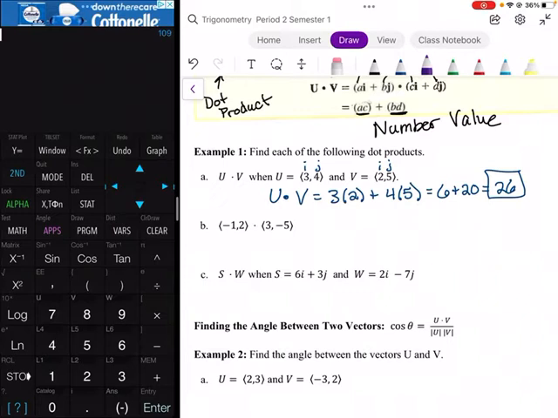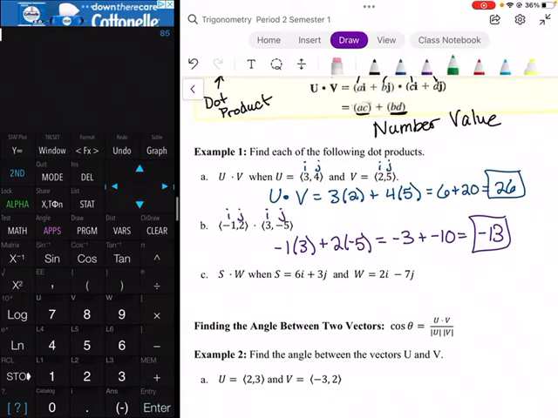And we can have negative numbers, like our second example, b. Again, we have our i's and our j's, and our dot product would be negative 1 times 3 plus 2 times negative 5. We would get negative 3 plus negative 10, which would give us a dot product of negative 13.